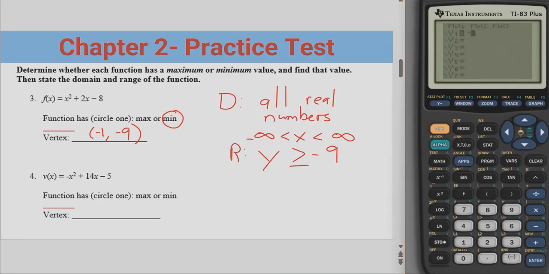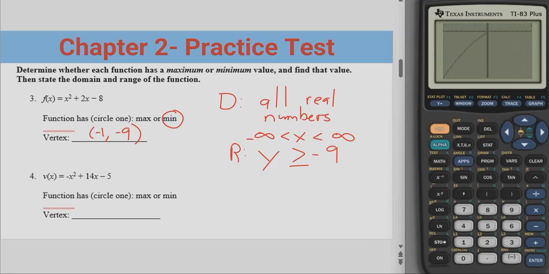For number 4, I'm going to clear out my old data. I'm going to type in my new equation. -x² plus 14x minus 5. Glance at it, make sure that I typed it in correctly. Go ahead and hit graph and get an idea of what you're looking for. I don't get a very good picture here. I can always try to adjust my zoom. Zoom 0 gives me zoom fit. Sometimes that works very well, and other times it does not work very well at all.